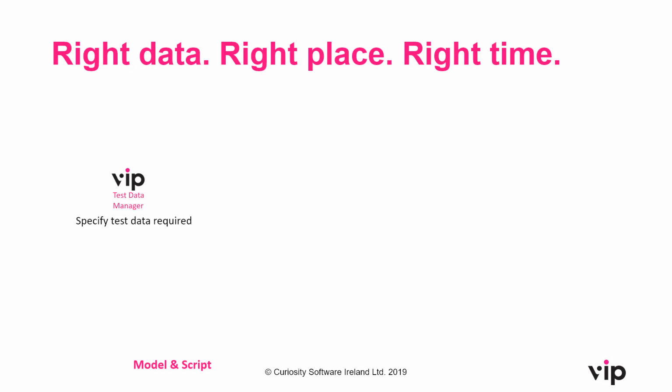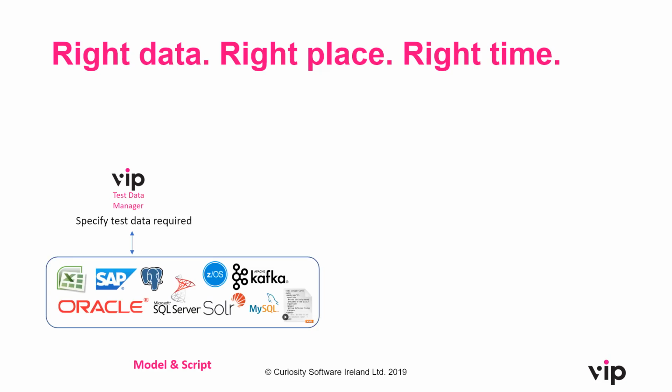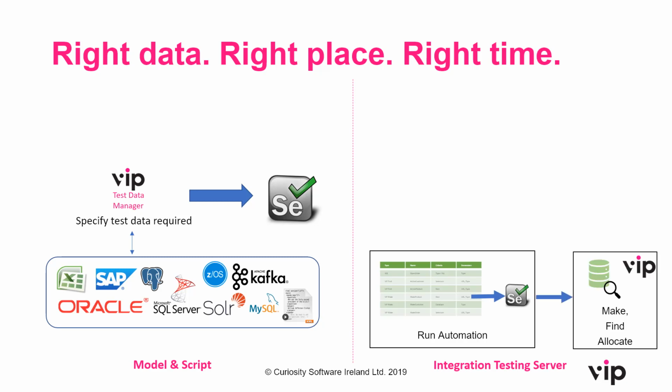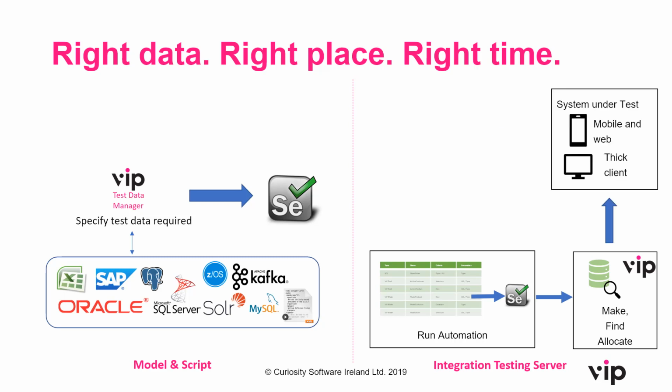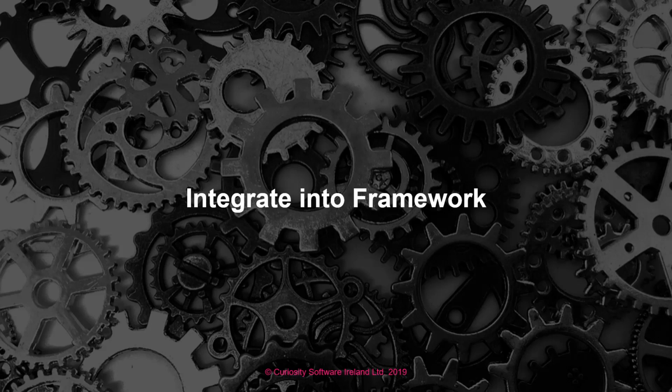The way this works is that you can use the test data allocation engine to specify the test data required against the vast array of data sources. You can embed this inside your Selenium code to reference these test data allocation pools. When you run your automation, just in time on the fly, it will go away and make, find and allocate your test data. This is so when you test your application, you have the right data in the right place at the right time to support your automated test cases. So let's jump in and integrate our data allocation into our automation framework.